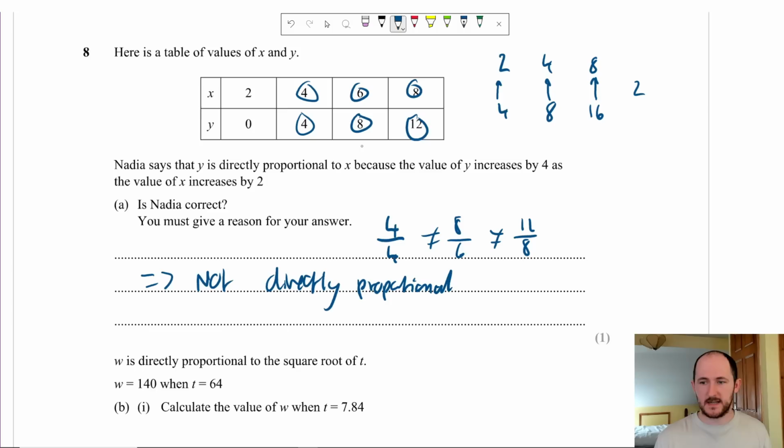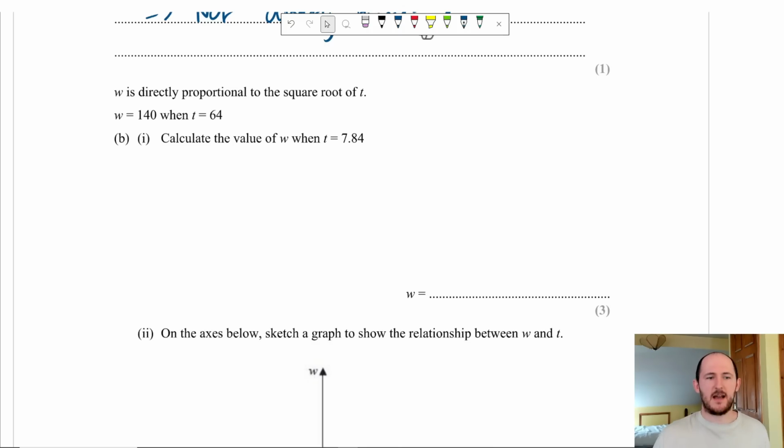Okay, so it doesn't just mean as one goes up, the other goes up. They go up by the same amount. And now here we have an actual, the usual style of question for 3 marks, and I'll show you where you get them.